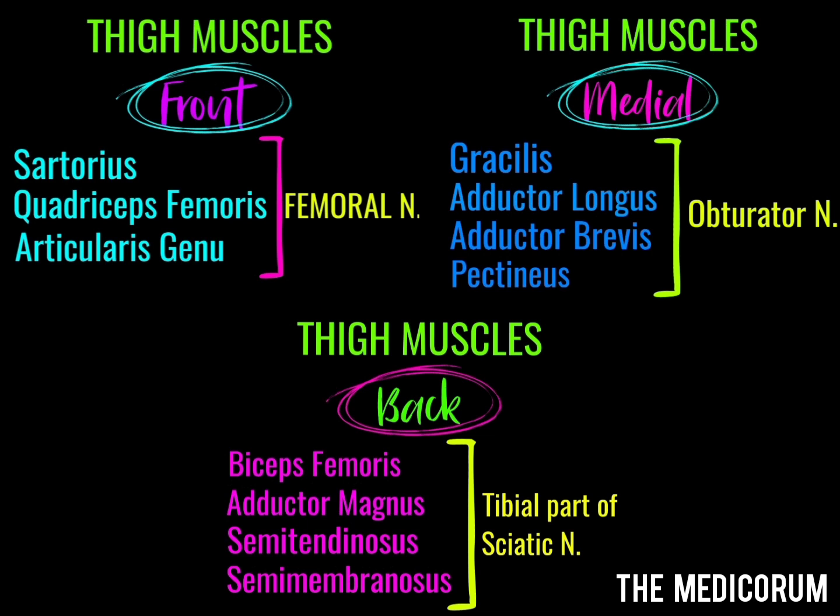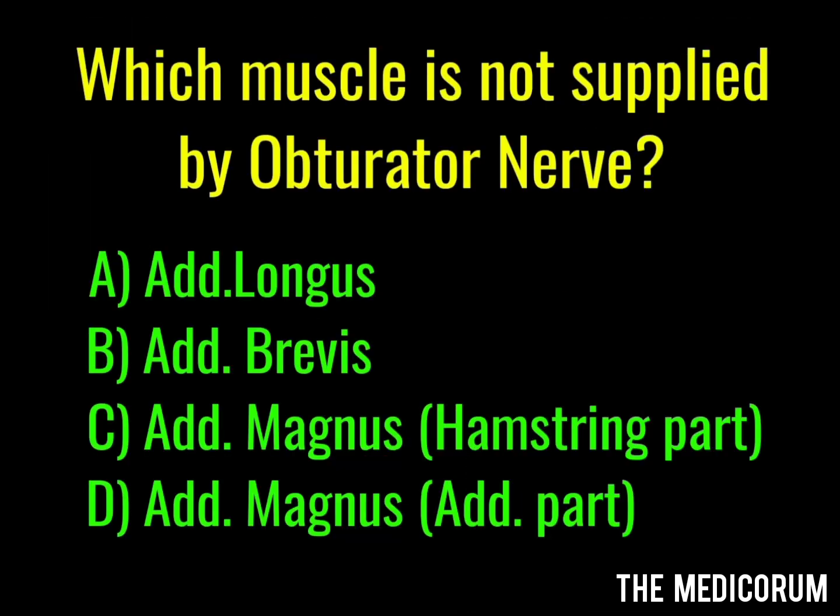Now, I would like you to solve one MCQ. Which muscle is not supplied by the obturator nerve? And the correct answer is the hamstring part of adductor magnus muscle.